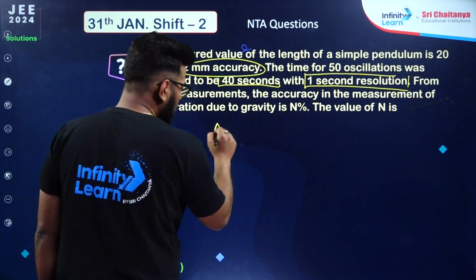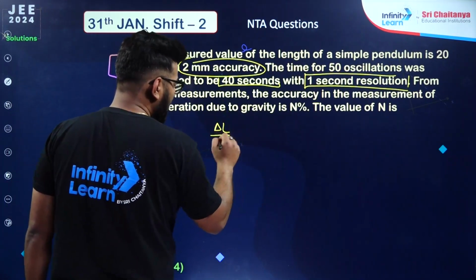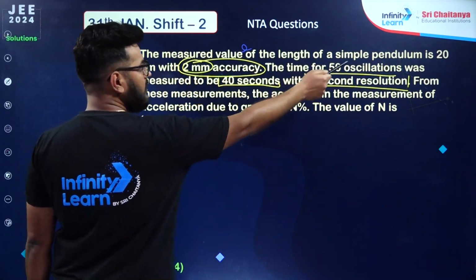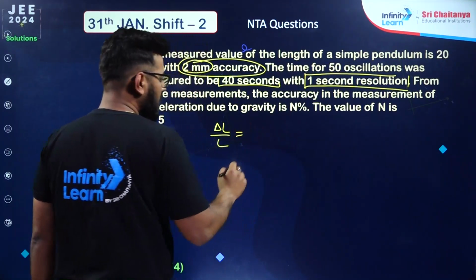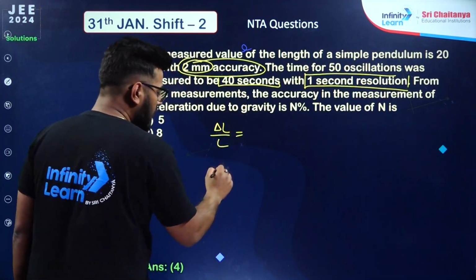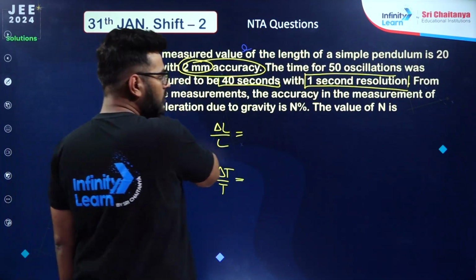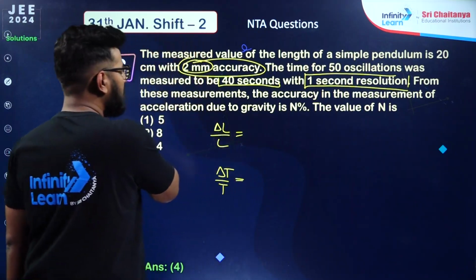Basically you need to find out the value of delta L. Delta L by L is given. Delta L is 2 mm and this is 20. So that's going to be easy. But the main point will be over here, delta T by T. So delta T by T simply will be, you have time period for 50 oscillations, that is 40 seconds.